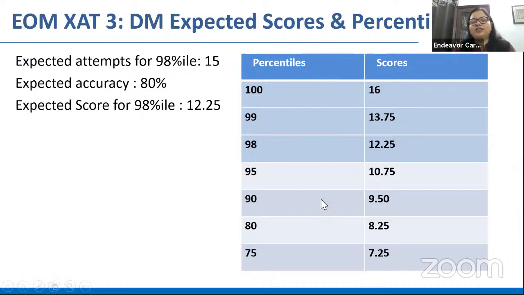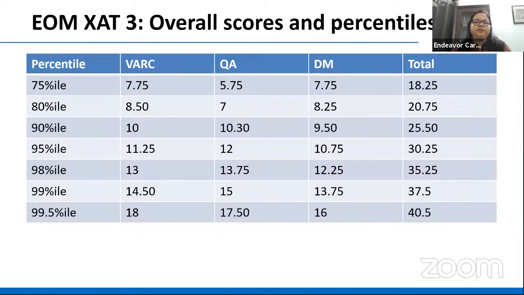You will find that in the scores, more doable questions. I said the last decision making sectional was a challenging one. There were a lot of tricky questions there. So this is what the expected scores and percentiles of these two sectionals are. What is the overall picture?